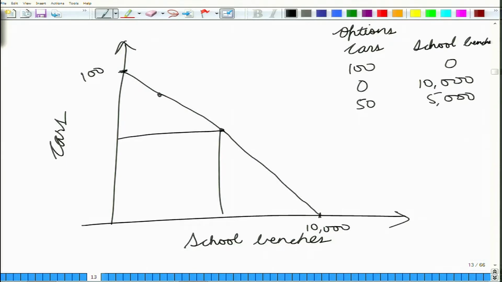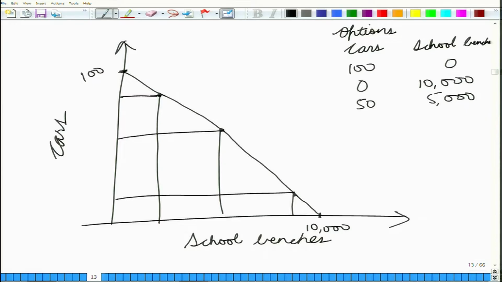You can say make this much amount of cars and this much amount of school benches. In this case you are making 80 cars and maybe you are making 2000 school benches, or you make just 20 cars and you make 8000 school benches. So now this is a choice that you have as a society or as a nation.